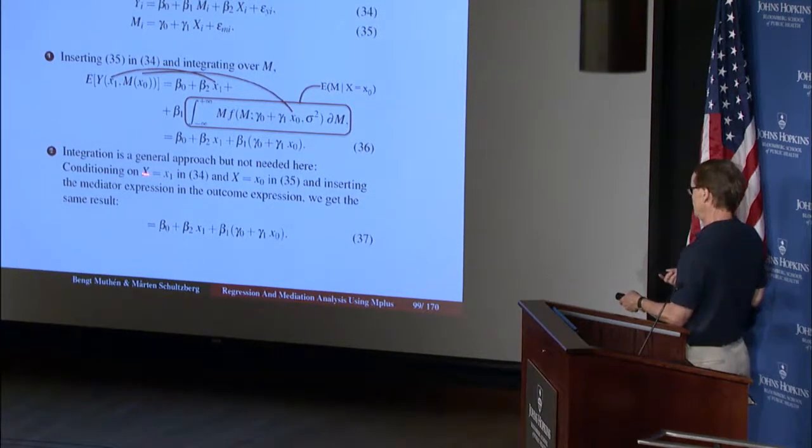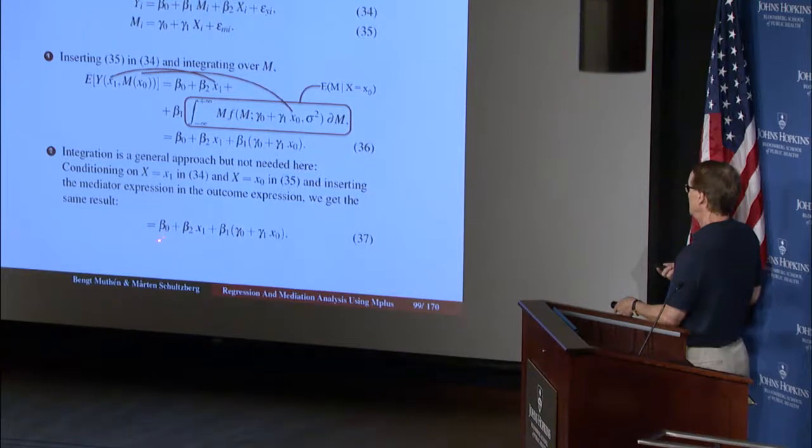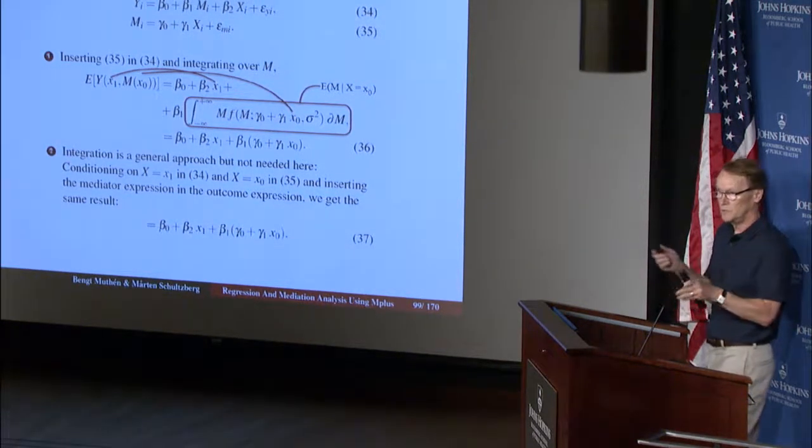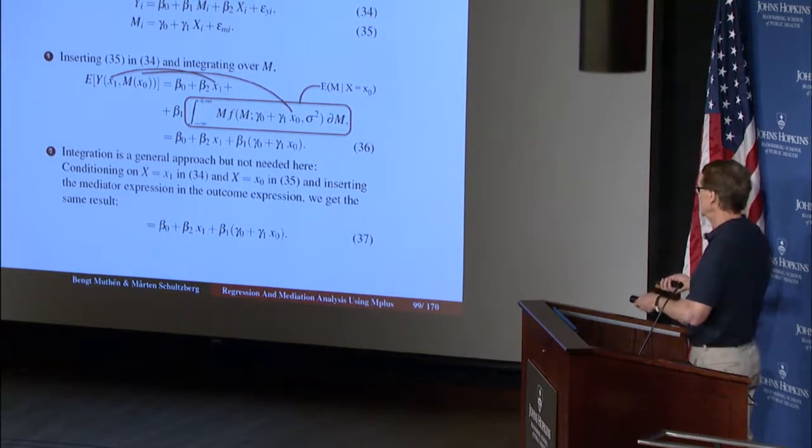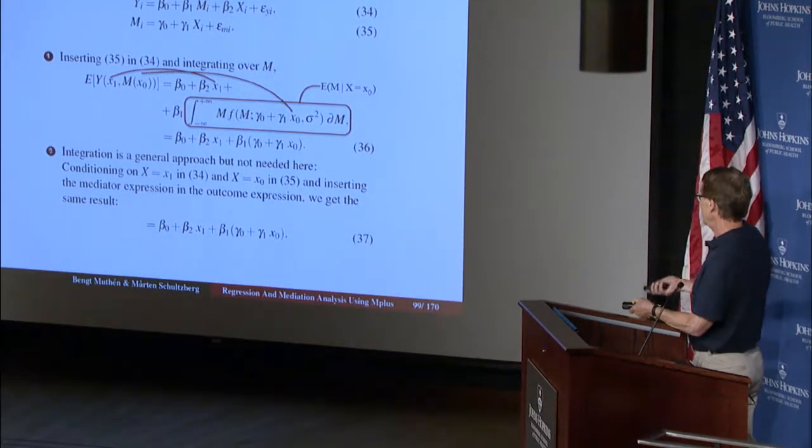If you just consider x equals x1 in 34 and x equals x0 in 35, and insert the mediator expression in the outcome expression, put m in there, we get the same result: beta 0 plus beta 2 x1 plus beta 1 times this. I'm just saying that this is the general approach. You want to have a general approach, but you also will be happy when it simplifies. But you want to know what the general approach is.